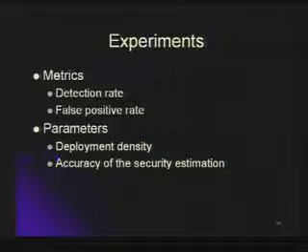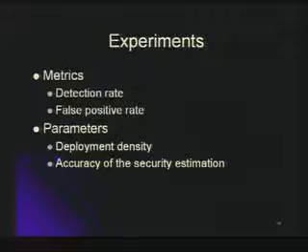So what do we care about here? We care about two things. First, detection rate. That means how many compromised nodes I can identify. Another one is false positive rate. That means how many wrong decisions I made after I identify compromised nodes.